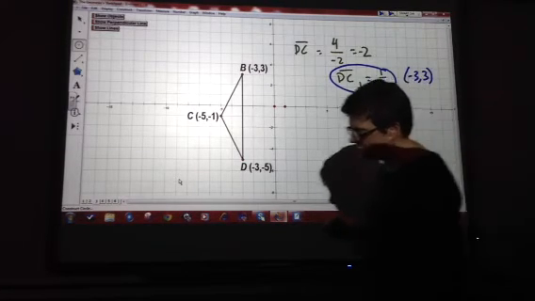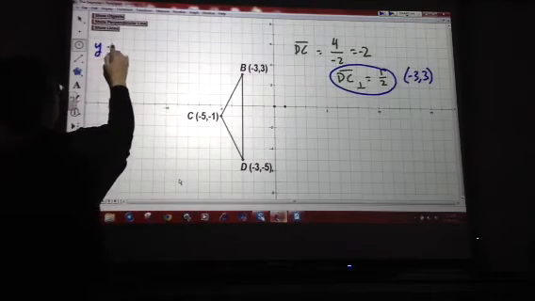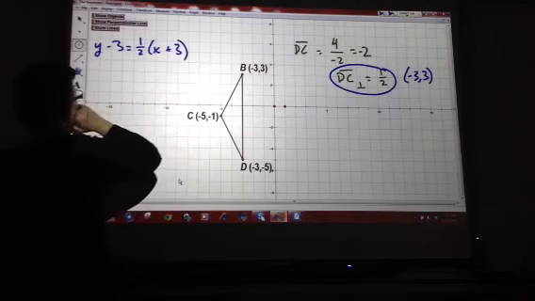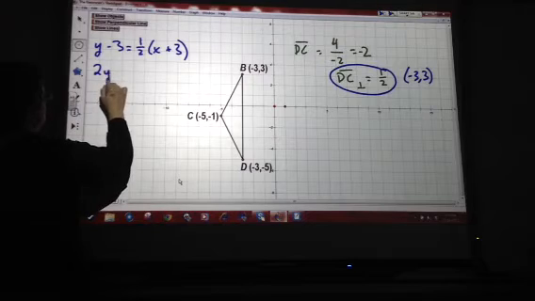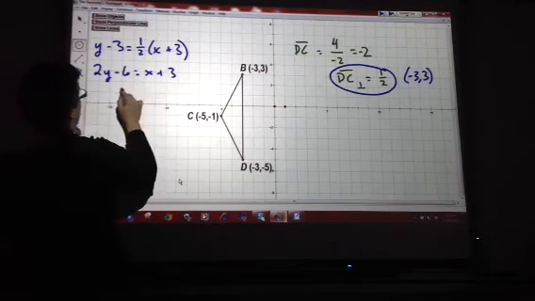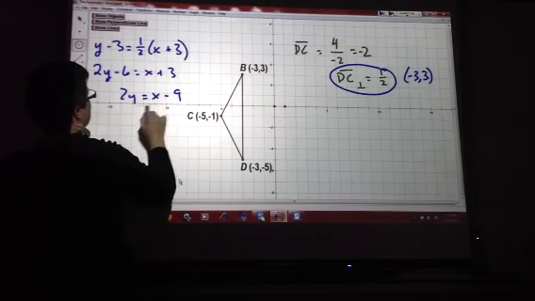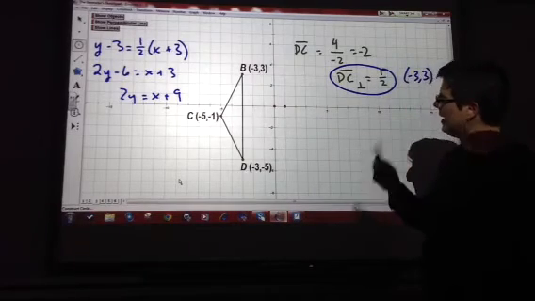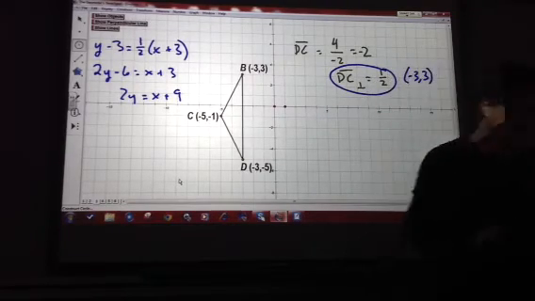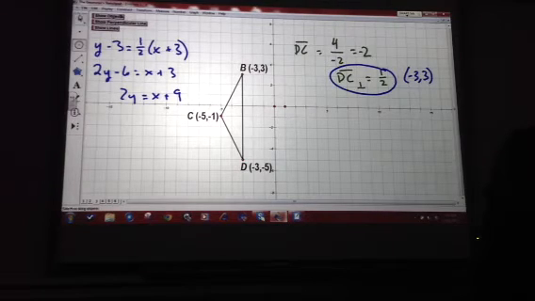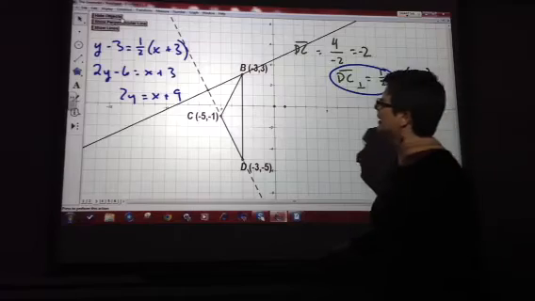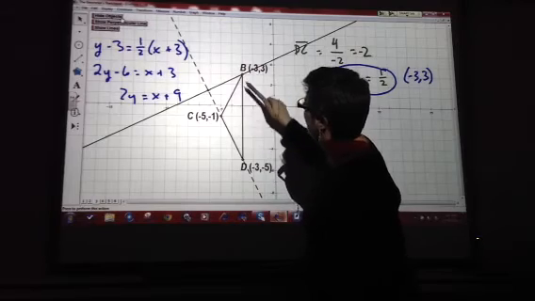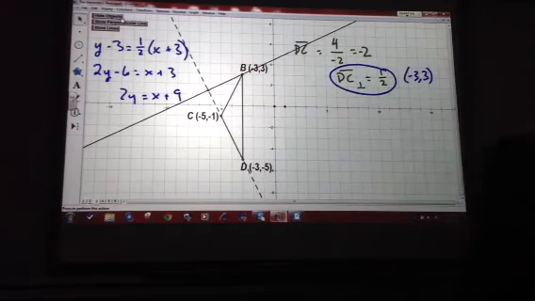So I come up with an equation of a line. So I have y minus 3 is equal to 1/2 times x plus 3. I'm going to multiply through by 2, so I get 2y minus 6 equals x plus 3, and that's 2y is equal to x plus 9. So we have one equation of the altitude. Let's go for another. And if you want to take a look at what we just did, we found the equation of this line right here. This line's slope is 1/2, and it does go through point B.